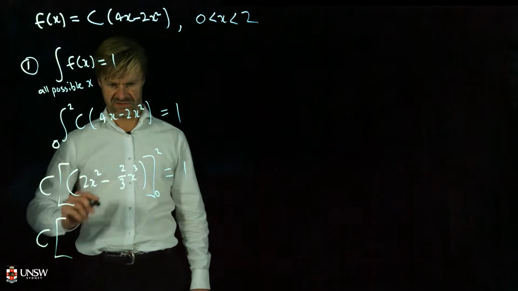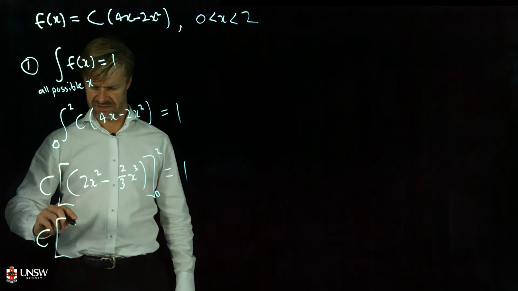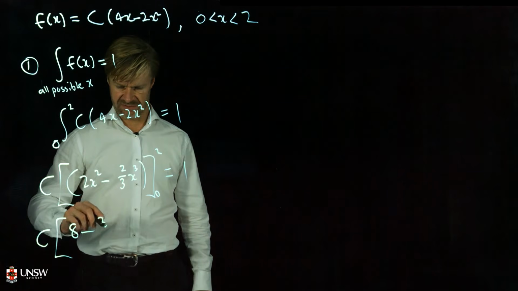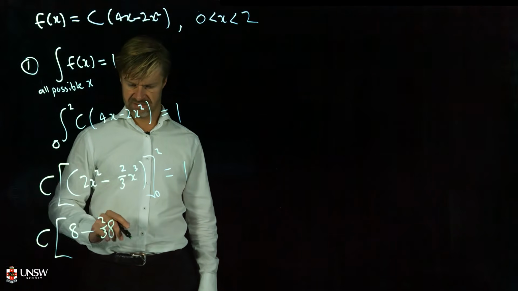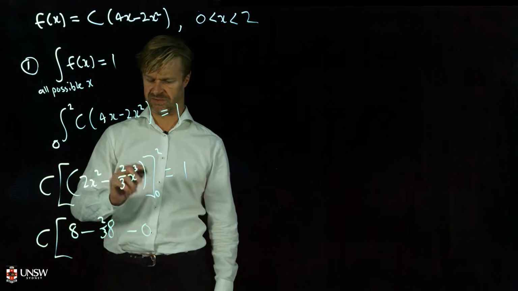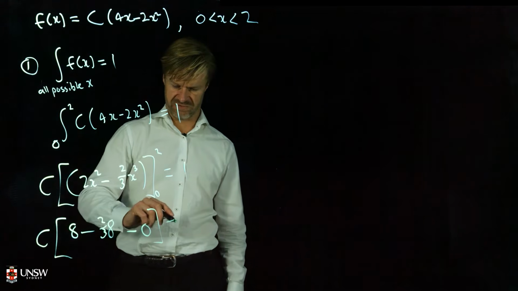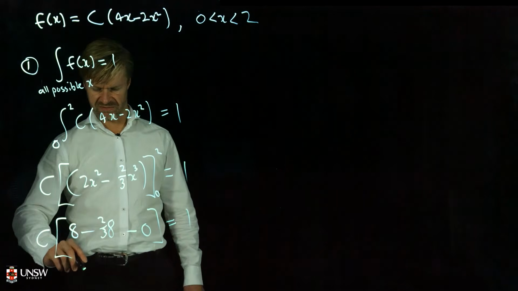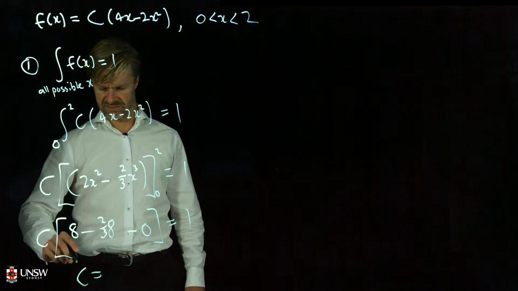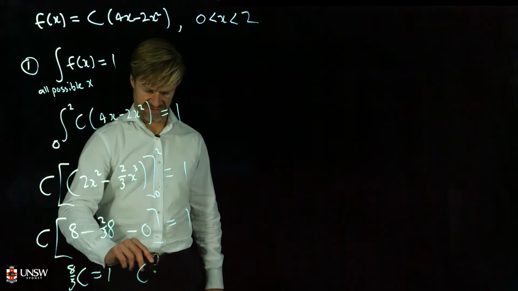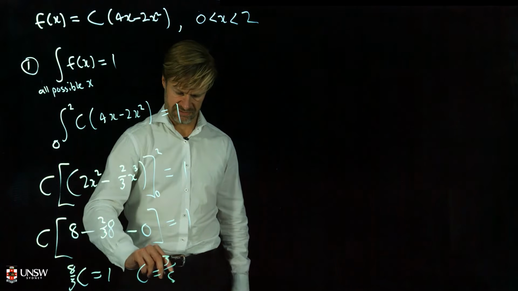So then, we plug in 2, we get 8. And we plug in that, we get 2/3 of 8. And then you subtract off 0. You plug in 0, you get 0. Is equal to 1. And so this is going to be 8 over 3. So c times 8/3 is equal to 1, so c is equal to 3 over 8.